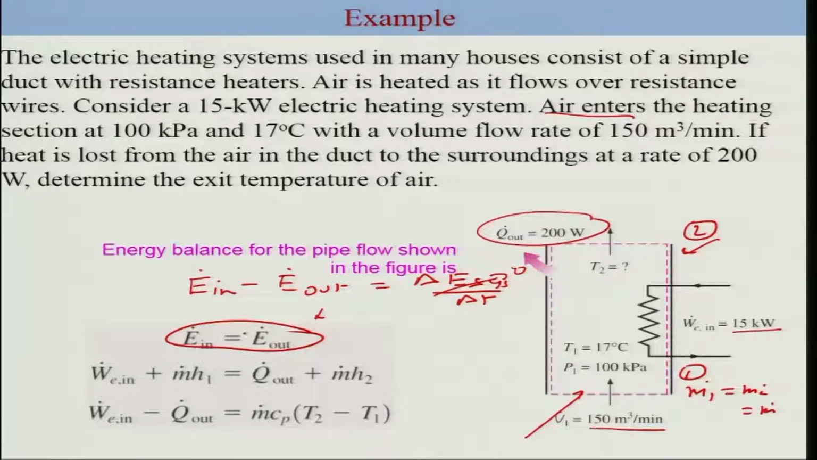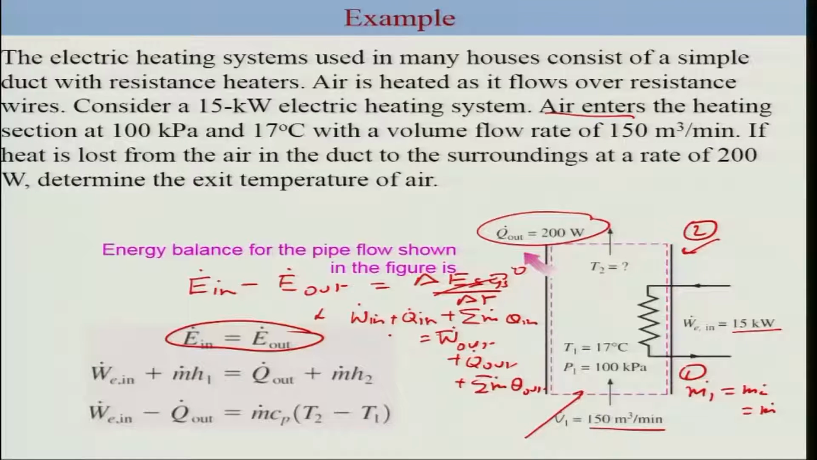Now what is the E in here? E in is the work in and the heat supplied to the system, plus the energy of the flowing fluid. That is, you have W dot in plus Q dot in plus summation of m dot theta in should be equal to W dot out plus Q dot out plus summation of m dot theta out. So this should be here.